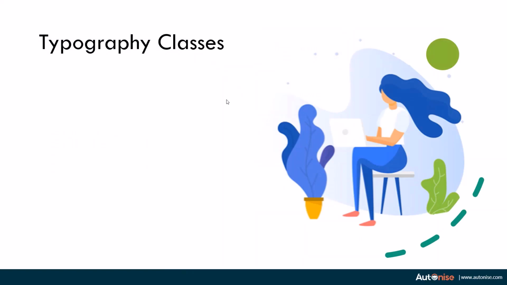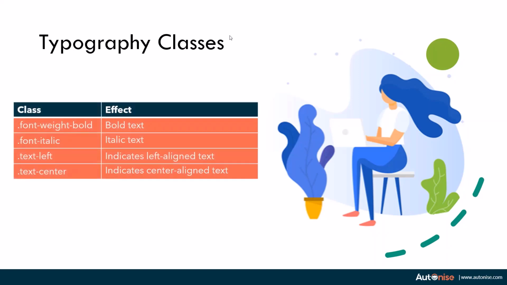Let's have a look at some typography classes provided by Bootstrap. So these are the classes: font-weight-bold, which will make your text bold. Then there is font-italic, which will make your text italic. There is text-left, which indicates that your text should be left aligned. There is text-center, which indicates that your text should be center aligned. You don't need to remember all of these. As you keep on using and seeing them in some code, you will get familiar with them.